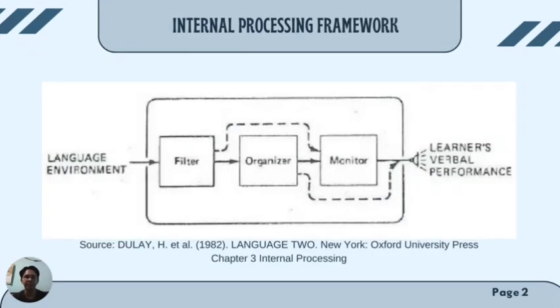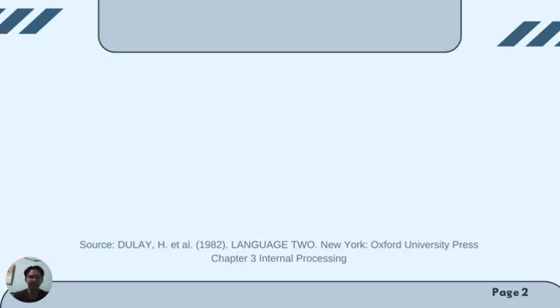This is the internal processing framework. Internal processing consists of three internal factors that operate as people learn a second language. Two are subconscious processes, which are called the filter and the organizer, and one is a conscious processor called the monitor.